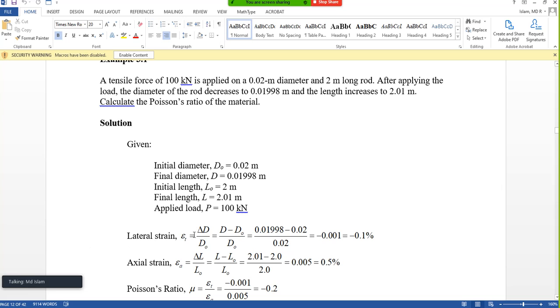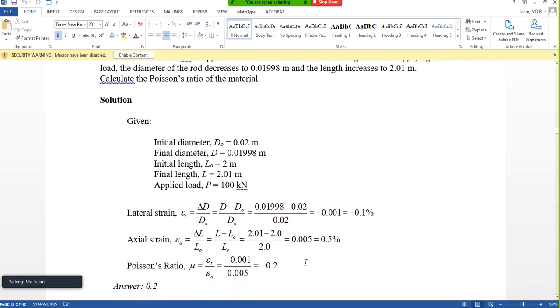Okay, so we determine lateral strain and axial strain. Now, should we take the decimal or the percentage? Doesn't matter, because it is all about the ratio. I do not know why I determined percentage, I do not need it. Then we took the ratio and we got 0.2. So the answer I wrote, you can see, 0.2. I did not write negative, because every engineer in this world knows Poisson ratio is always negative.